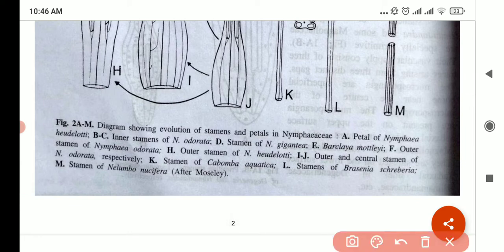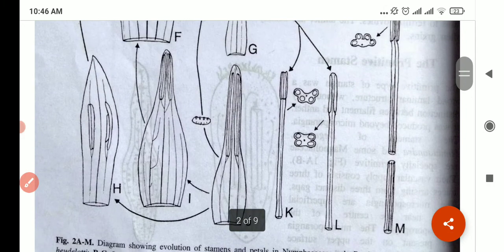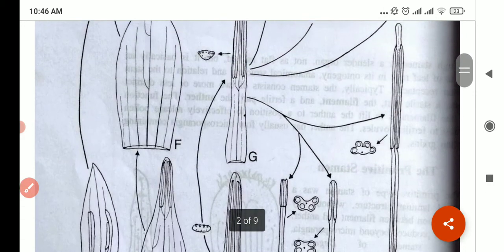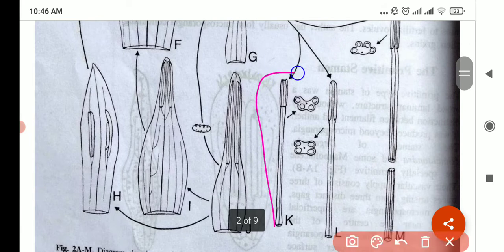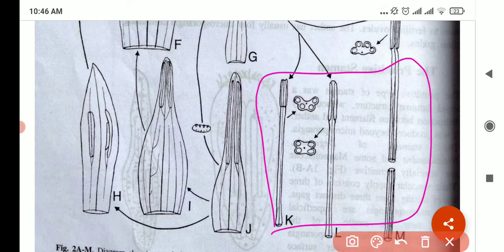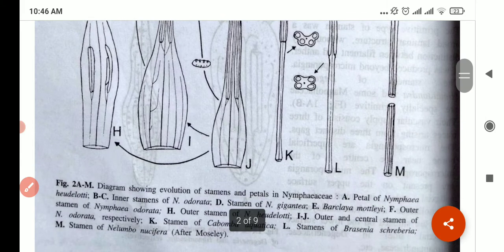Then now K, stamen of Cabomba aquatica. Okay. Again, it's some sort of ancient aquatic plant, so it's up there only. K, this one is a bit slender. Okay, so here these are all the slender ones. So K, L and M, they are all slender ones.